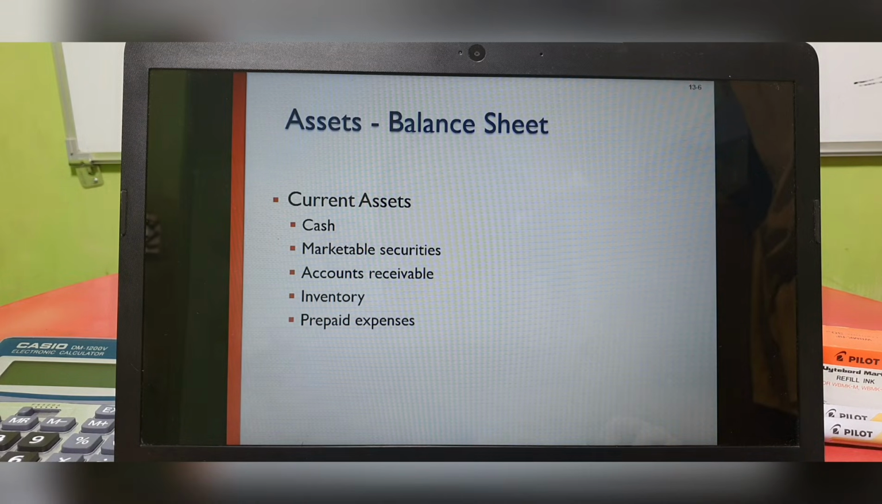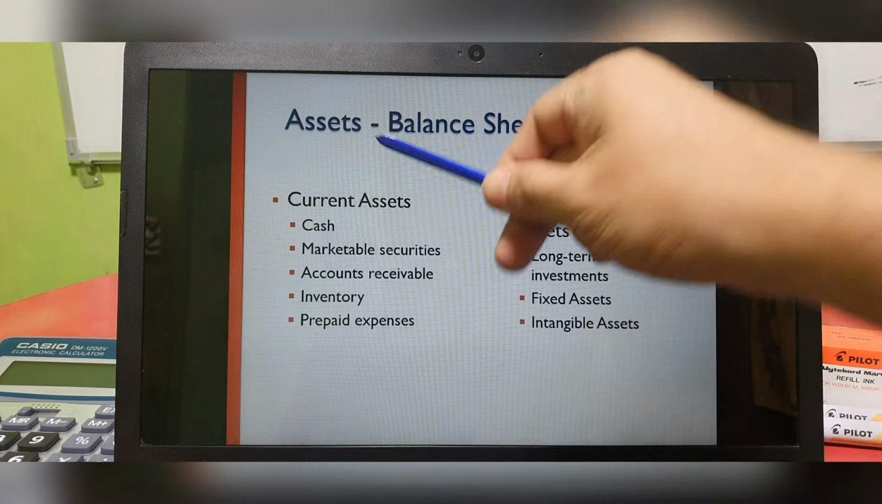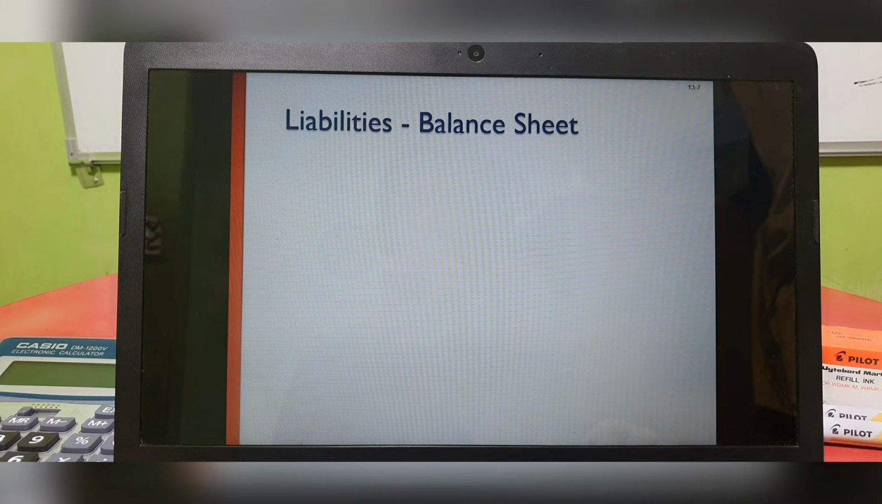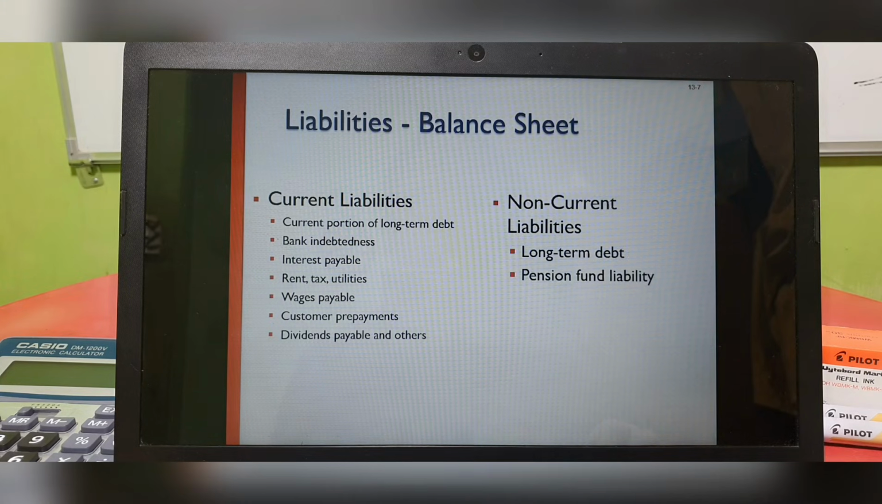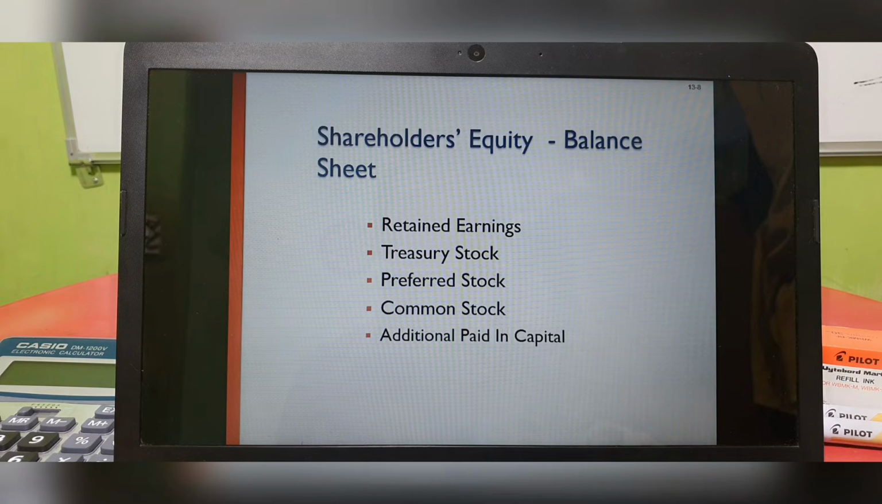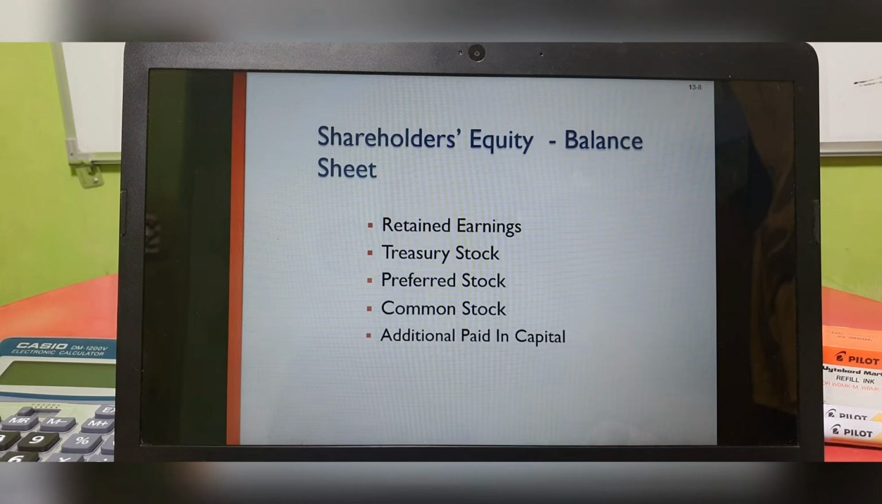So, here are the items that you can find in the balance sheet. For the assets section, we have current assets and non-current assets. We also have for liabilities, current liabilities and non-current liabilities. Okay, just an overview of the shareholders' equity. We have the retained earnings, treasury stock, preferred, common, and the APIC or additional paid-in capital. Again, the total assets should be equal to total liabilities and shareholders' equity.